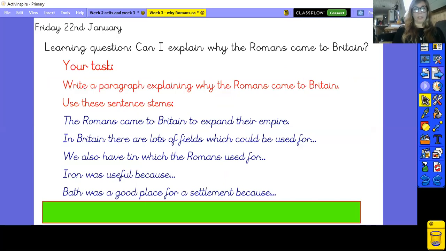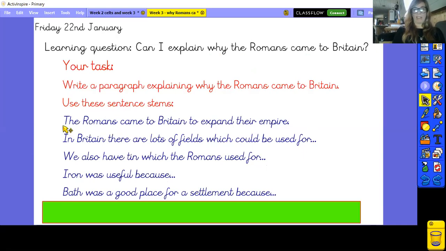Okay, so your task today is to write a paragraph explaining why the Romans came to Britain. So I've given you these sentence stems to use. So your paragraph just needs to have these sentence stems, but then you're obviously going to finish off each sentence. So you'll need to write the title, Can I Explain Why the Romans Came to Britain? There you go. And these are the sentence stems to use.